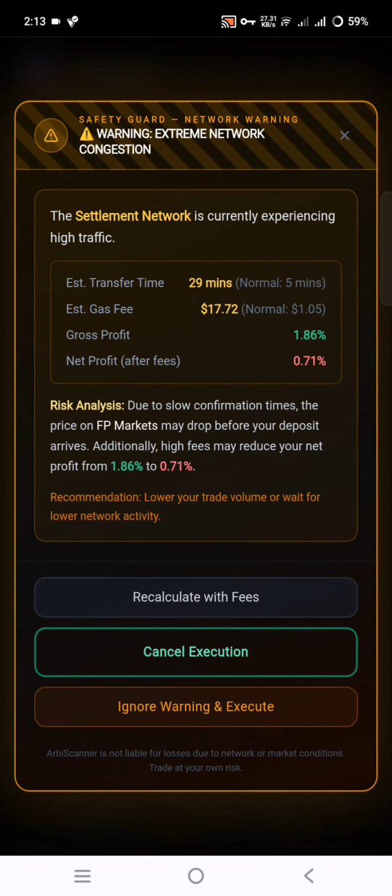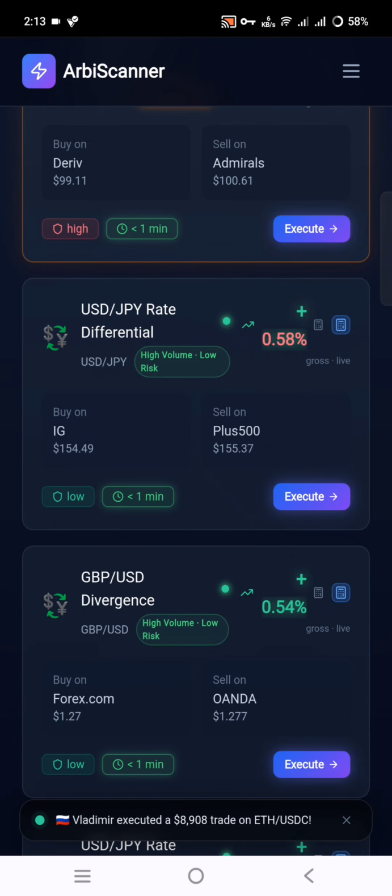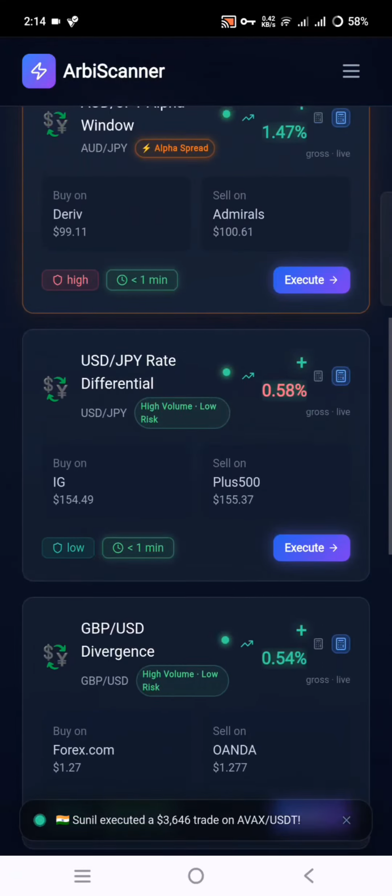Now there is network congestion that has been detected, guys, and this is a warning. If there is a congestion like this, you are likely to get slippage. And what do I mean by slippage? When you get slippage in a trade, you do not get the intended amount of profit that you're supposed to get. Maybe the net profit was supposed to be 2%, you end up getting 1%, or you end up getting 0. So when you see this kind of warning, don't proceed to executing that trade. Always step back and look for another trade to execute.